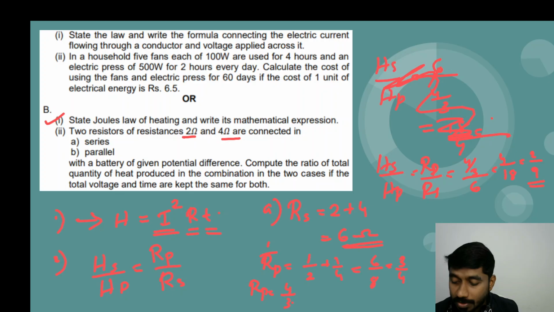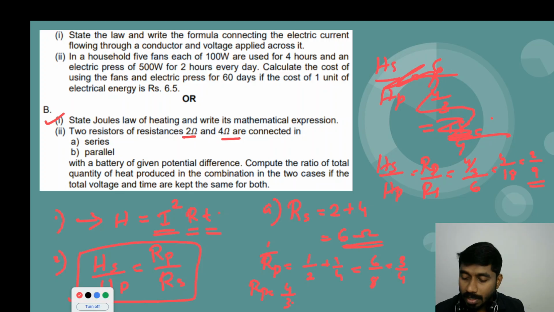Let's move on to the next question. So take the screenshot. Always take this equation. The ratio of heat generated in series and parallel is equal to the ratio of parallel resistance to series resistance.